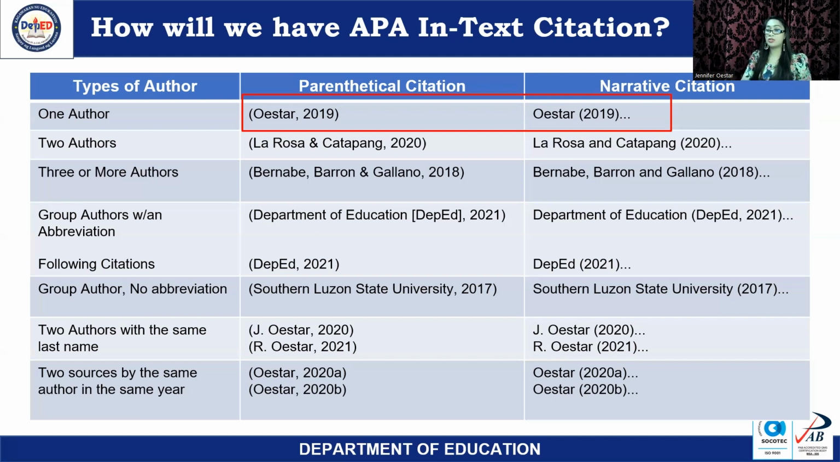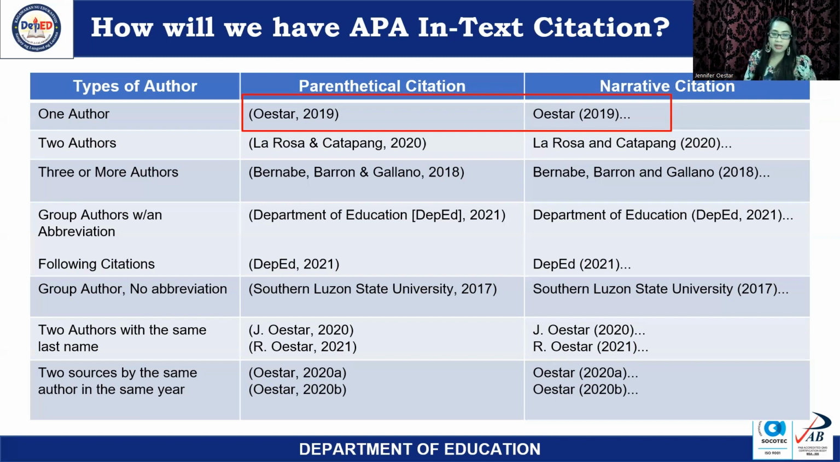See how the parentheses shifted from the parenthetical to narrative. In the narrative, only the year is enclosed in the parentheses, but in parenthetical, the name and the year are both enclosed inside parentheses. See the difference? Group author with no abbreviation: Southern Luzon State University. There's a shifting in the parentheses.